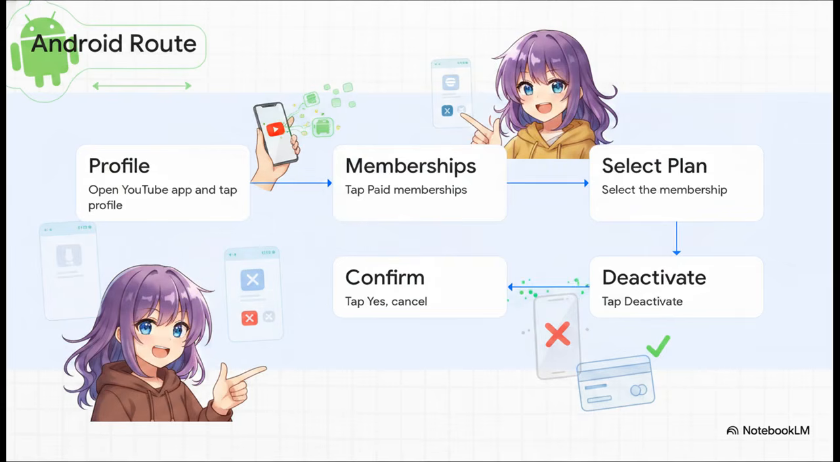Now, what if you're on an Android device? Well, the mobile process is virtually identical to the desktop route. You just open the app, tap your profile picture to find the paid memberships menu, select your plan, and hit Deactivate. But I want to share a totally crucial insider tip right here.